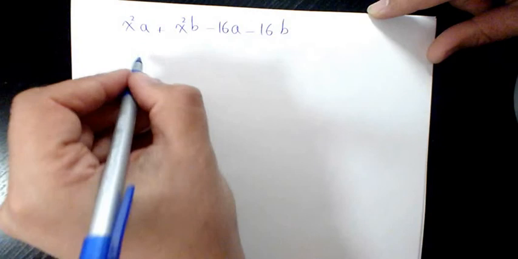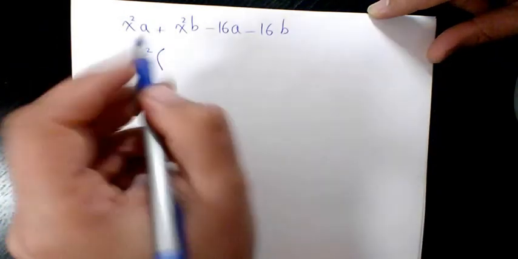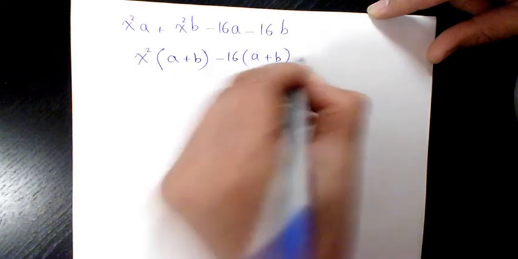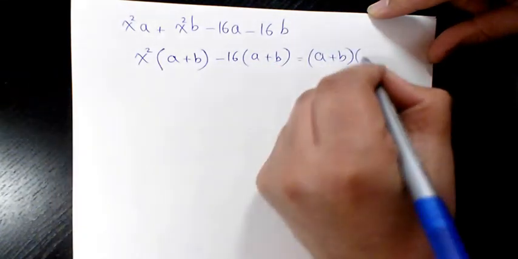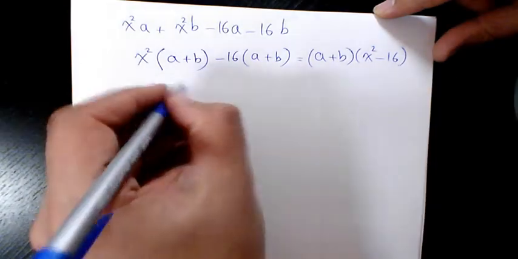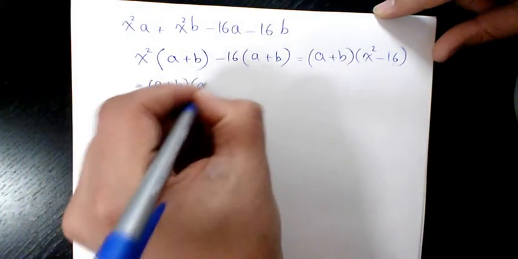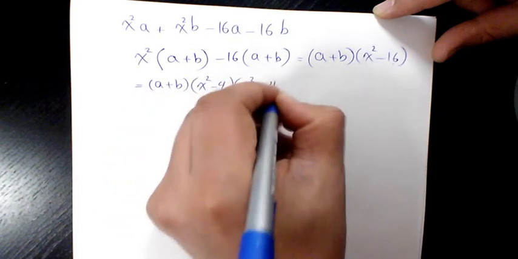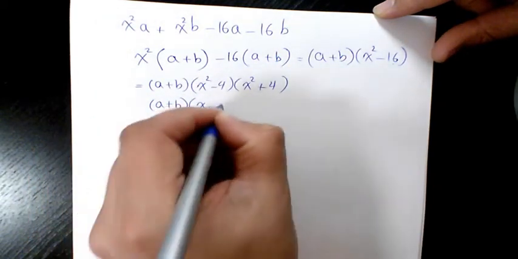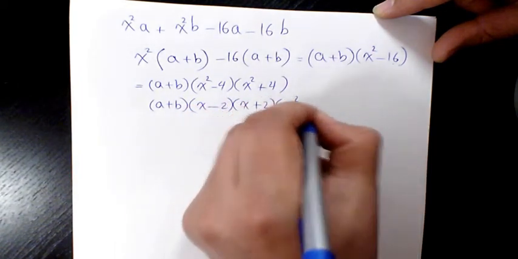Next one is x squared a plus x squared b minus 16a minus 16b. I'm going to group these two, factor x squared, and then it's going to be a plus b, then factor negative 16 in here, so it's going to be a plus b. So when you factor a plus b, it's going to be x squared minus 16. 16 is 4 squared, so you can factor it and write it as x squared minus 4 times x squared plus 4. And then also you can factor this one as well, because 4 is 2 squared. So it's going to be a plus b, x minus 2 times x plus 2 times x squared plus 4.